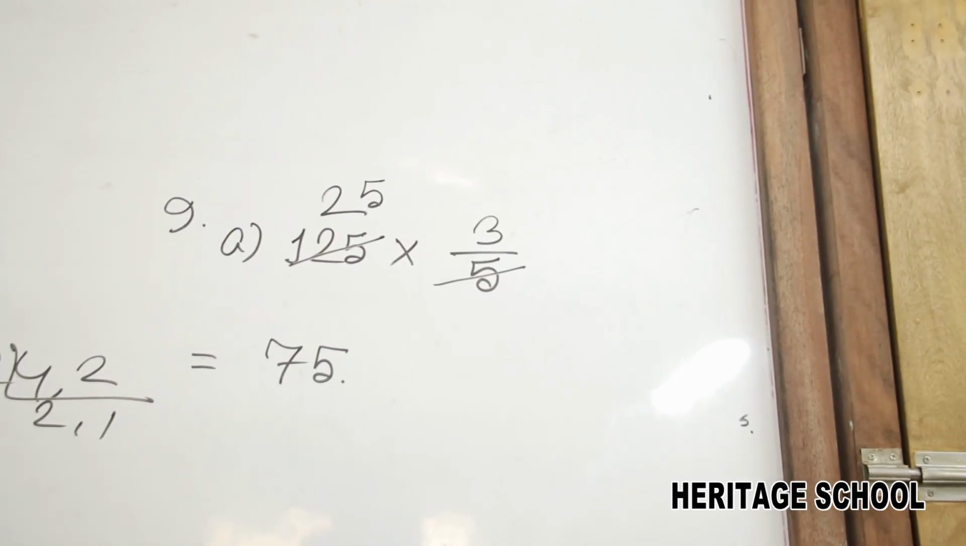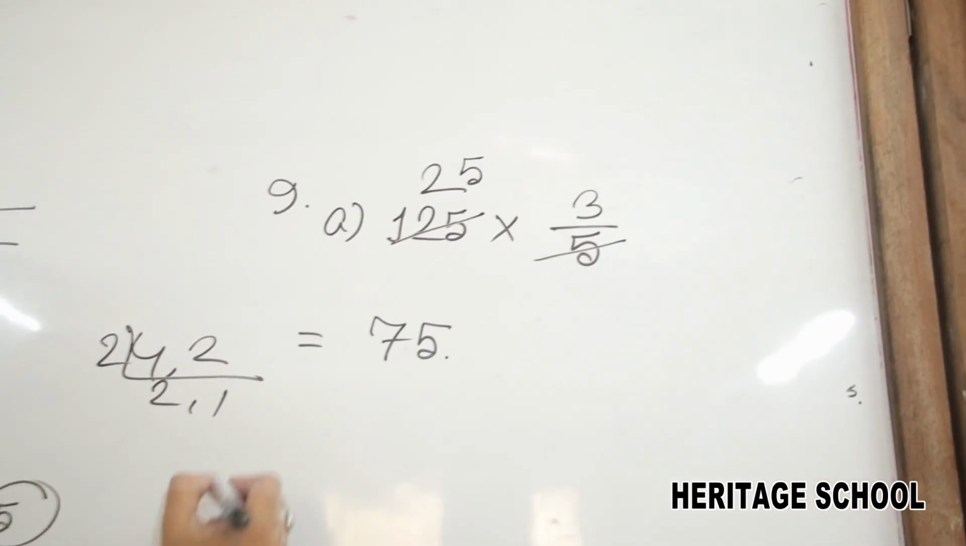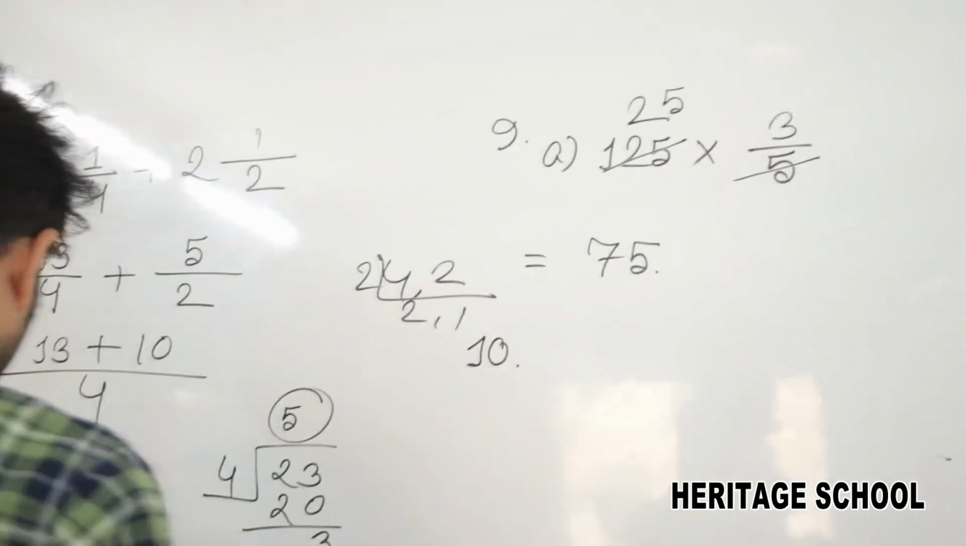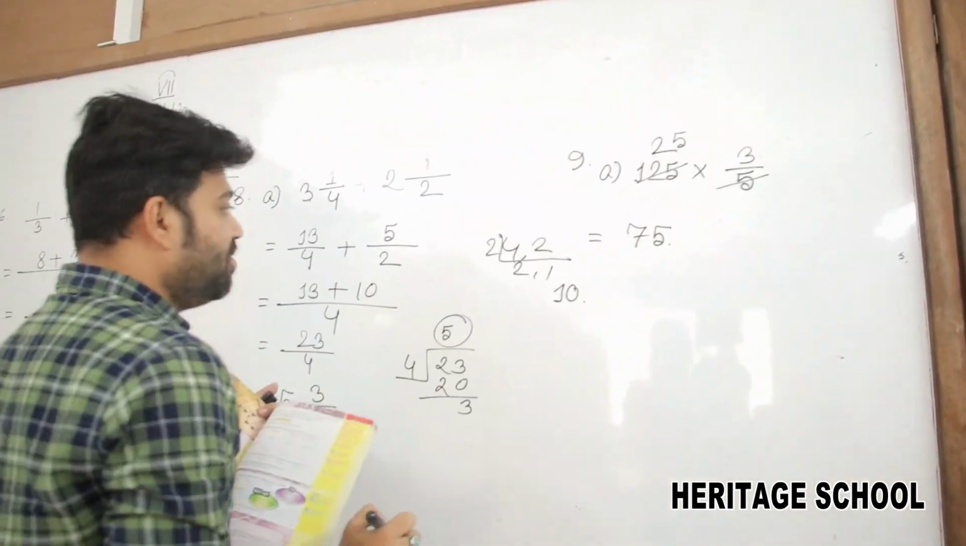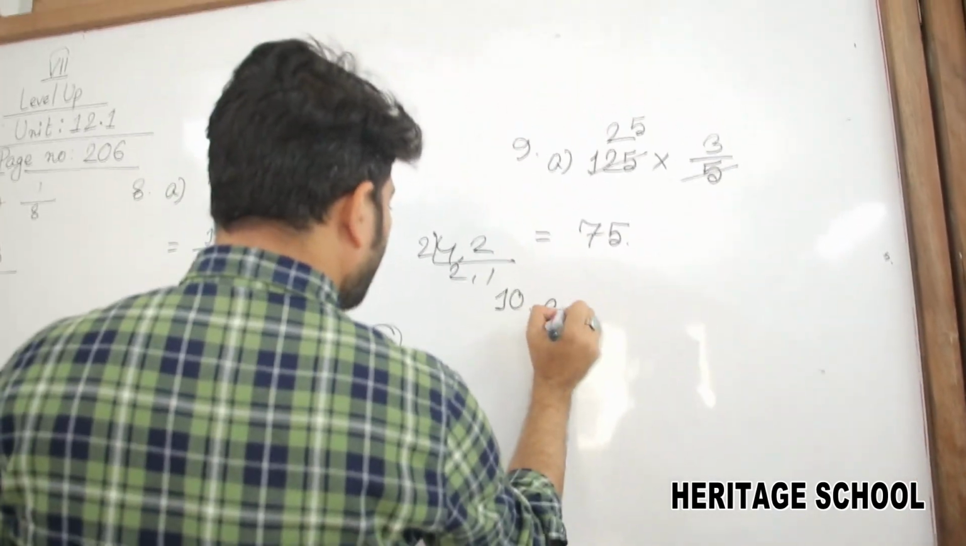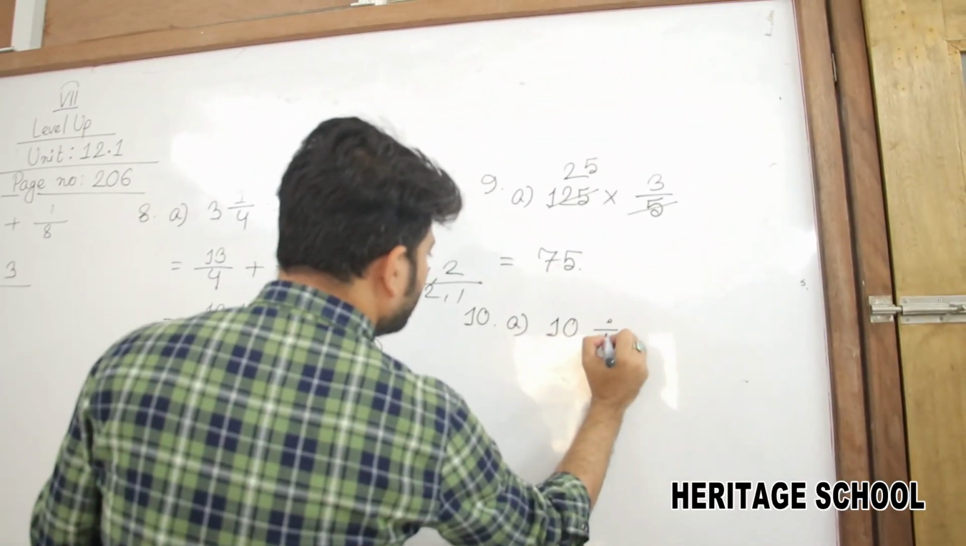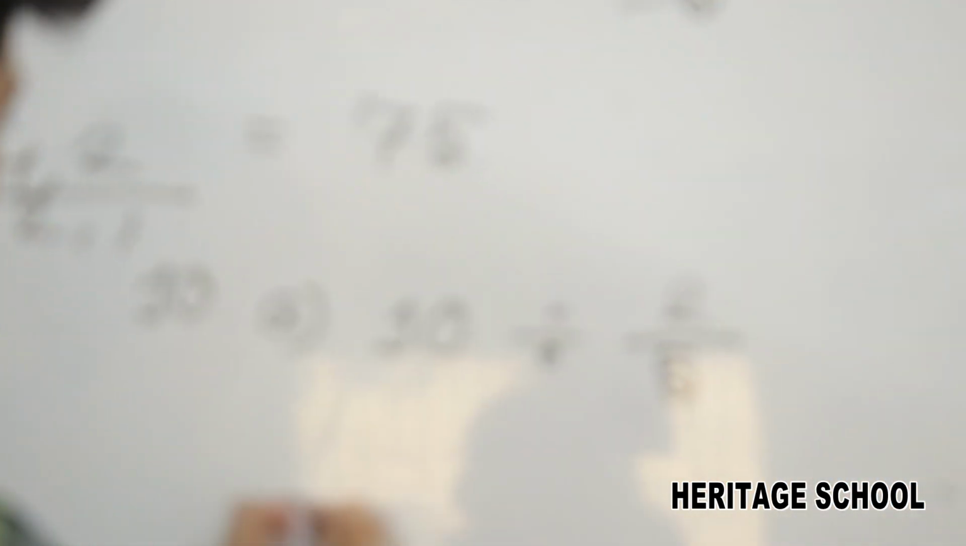I think you can solve the other ones. You can solve A, B, C, D at home. And let me solve number 10 now. Number 10 is the division of fractions with a whole number. So how can I divide a fraction with a whole number? Look at it. The first one, 10 divided by 2 by 5.